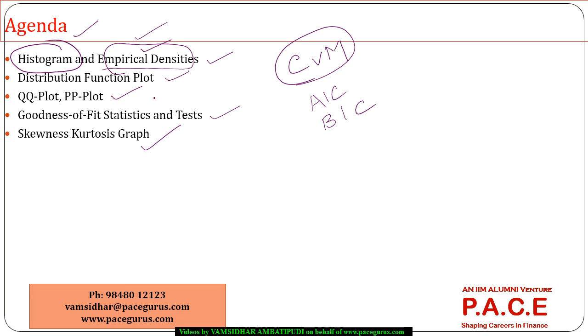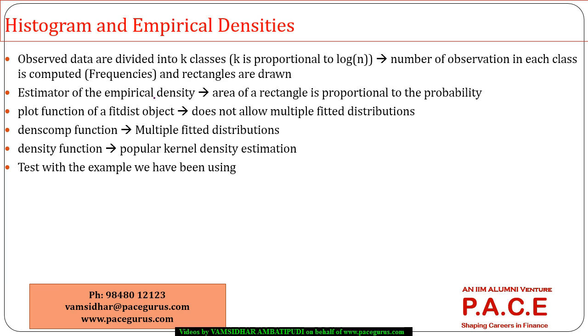So all these things we will try out with the one single example that we have used earlier, right? So let's go ahead. First thing is histogram. We know how to plot a histogram. The observed data are divided into k classes, k different groups.